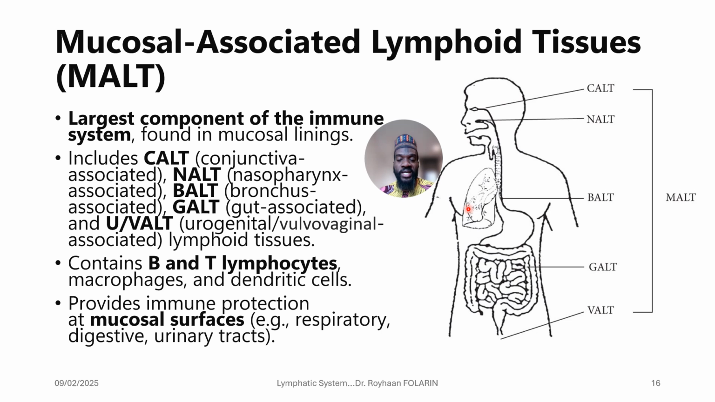All of these lymphoid tissues are rich in B and T lymphocytes, as well as in macrophages and dendritic cells, ensuring that there is continuous immune surveillance in the body's mucosal surfaces.